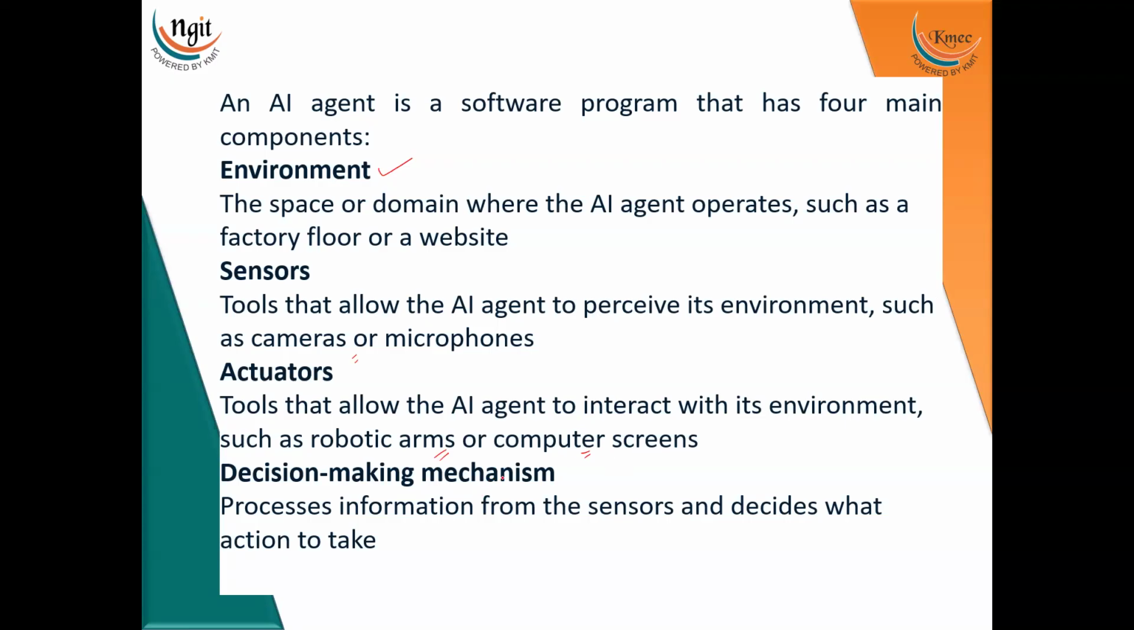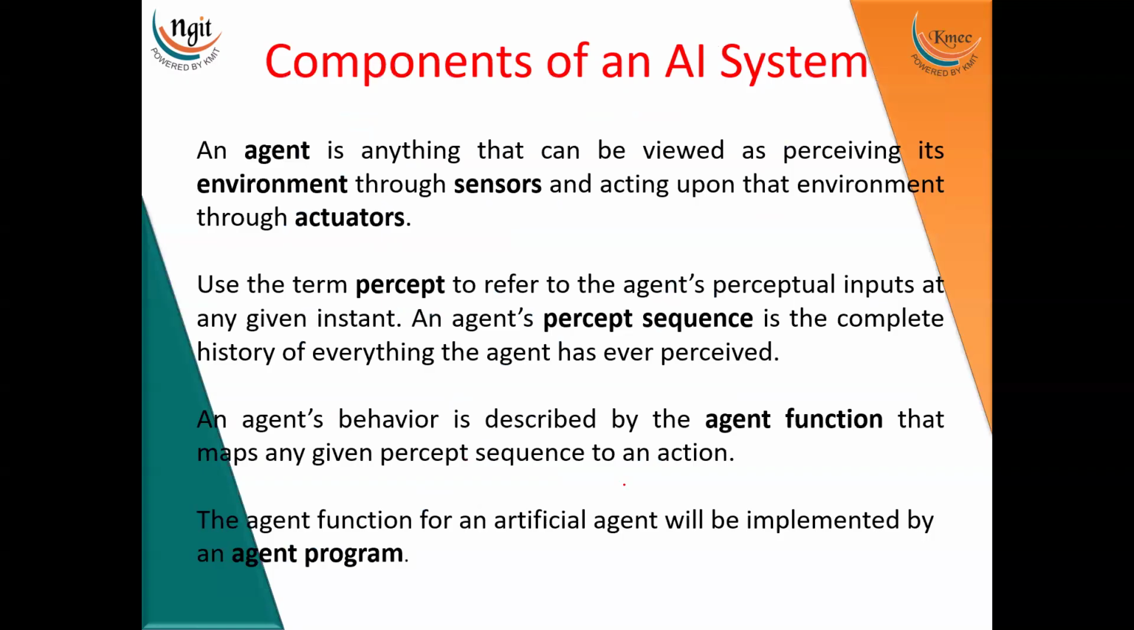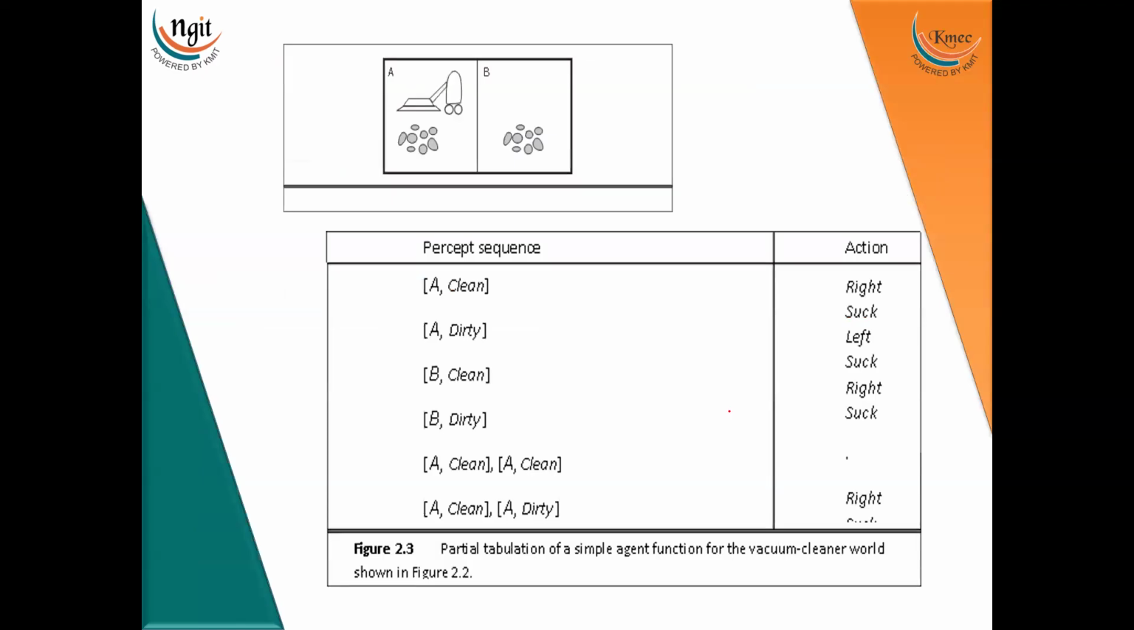And then the next one is the decision making mechanism. That is, whatever it has perceived from the environment, it has to process that information from the sensors and decide what action to take. So an agent is perceiving its environment through sensors and acting upon the environment through actuators. We use the term percept to refer to the agent's perceptual inputs at a given instant, and percept sequence is the complete history of everything the agent has ever perceived. An agent's behavior is described by the agent function that maps any given percept sequence to an action.